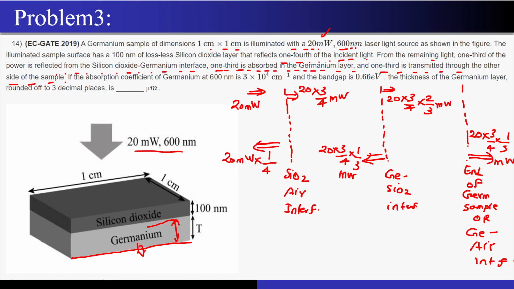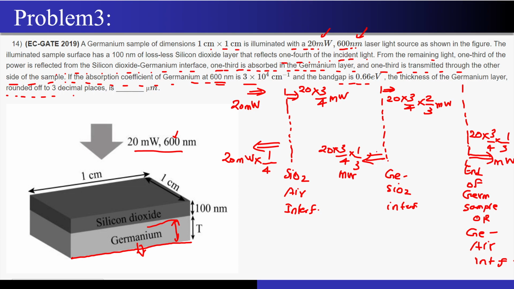No, sir. Okay, great. So now we have found the powers at each and every point. Now what they are asking: the absorption coefficient of germanium at 600 nanometer wavelength, because we have transmitted a wavelength of 600 nanometer from here, is given as 3 into 10 to the power 4 per centimeter, and the band gap of germanium is 0.66 electron volt. They are asking me to calculate the thickness of the germanium layer, rounded off to 3 decimal places.